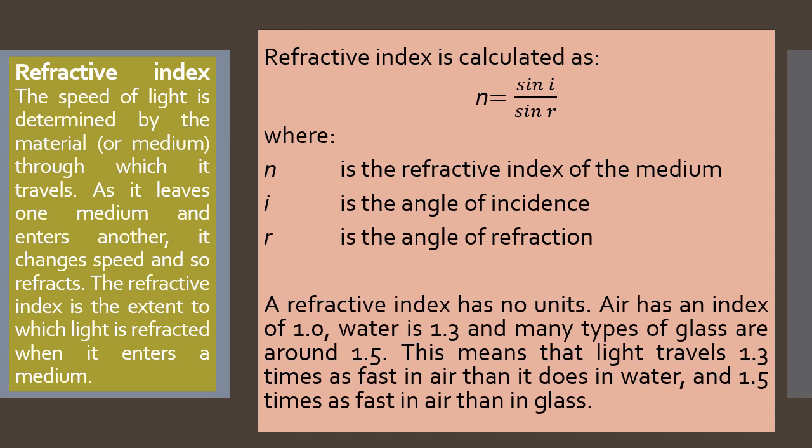Air has an index of 1, water is 1.3, and many types of glass are around 1.5. This means that light travels 1.3 times as fast in air than it does in water, and 1.5 times as fast in air than in glass.